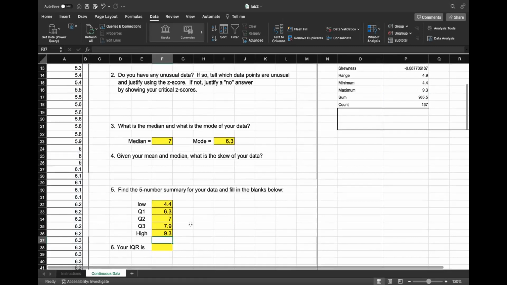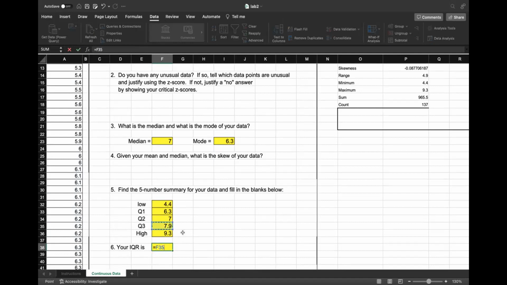So for the IQR, I want to subtract Q1 from Q3. So watch how this is going to work. I'm going to say equals, click on Q3, and hit minus. Now click on Q1, hit enter. It's going to subtract those for you. I'm going to show you that again. If you look up at the top of my screen, you can see the math that I typed in there: equals F35 minus F33, and just hit enter and it'll do that math for you.